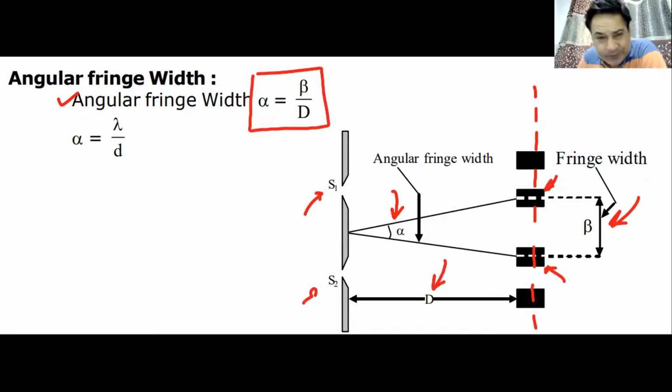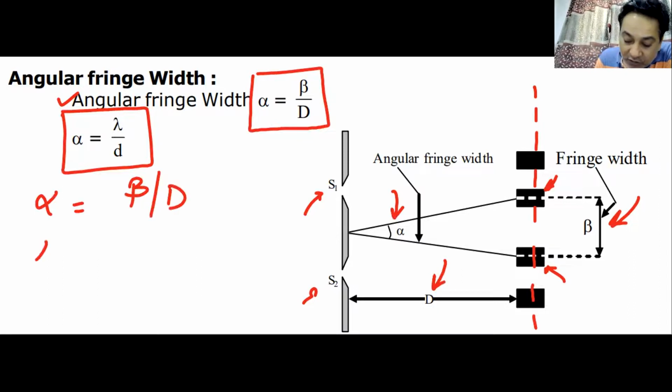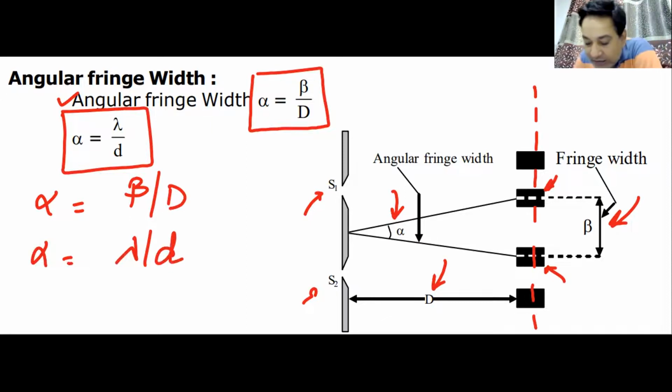Do you see this? Yes, sir. Beta divided by capital D. Now beta is D lambda by small d. So you can write alpha as lambda by d as well. So these are the two formulas for angular fringe width alpha. You can write it as beta divided by capital D, or you can write it as lambda divided by small d. Do we understand this? Yes, sir. I'll give you a minute to note it down.